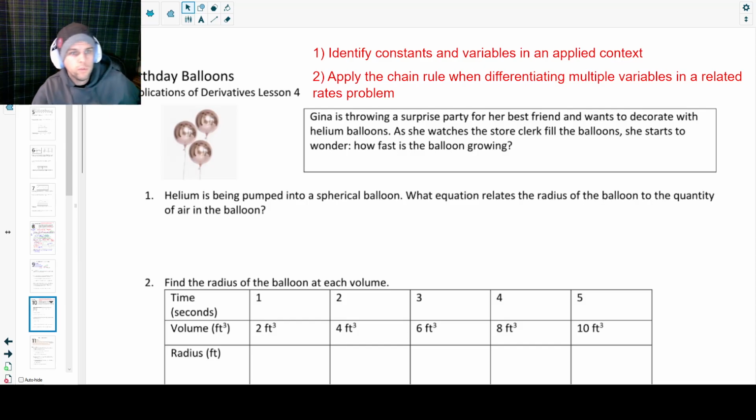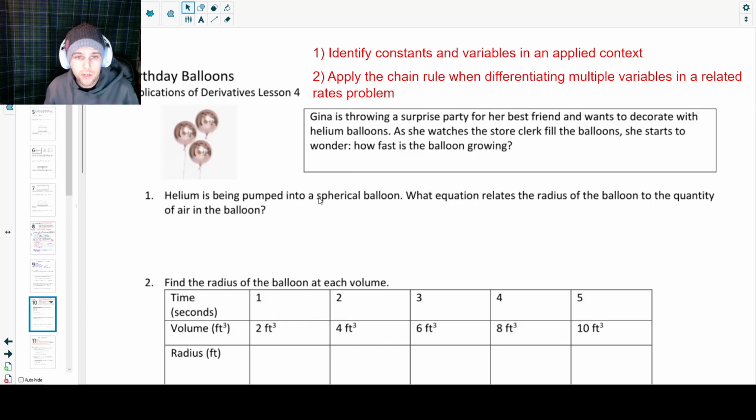All right, welcome to lesson 4 for applications of derivatives. Today we're going to be talking about related rates. The two goals here are identifying the constants and variables in an applied context. That's going to also include some rates that we need to be aware of. And two, applying the chain rule when differentiating multiple variables in these related rate problems. So this is going to be like our implicit differentiation that we did earlier in the year.